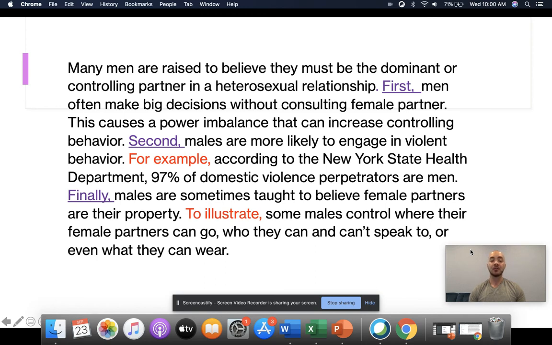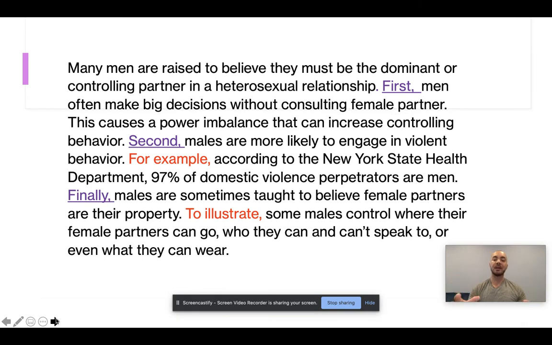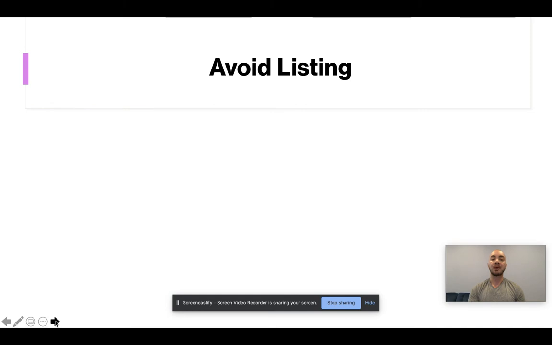So you'll notice that the transition words in purple, the first, second, and the finally, introduce our major supporting details, and our illustrative transition words in red, for example, and to illustrate, introduce our minor supporting details. As you use the illustrative pattern, this is the sort of basic template for it. But we want to be cautious that we don't get into the habit of just listing out examples without truly explaining those examples or exploring the ways in which those examples have consequences for our topic sentence.